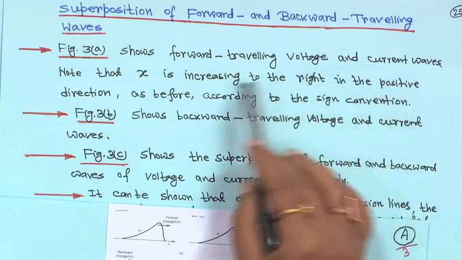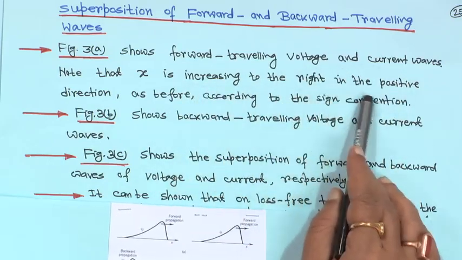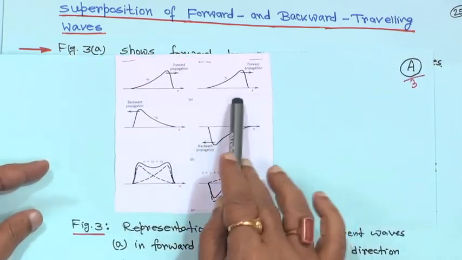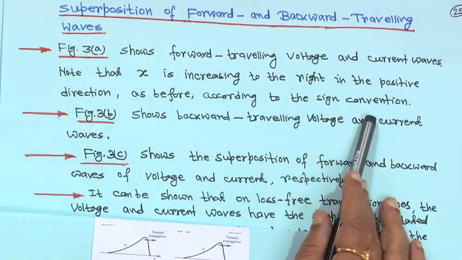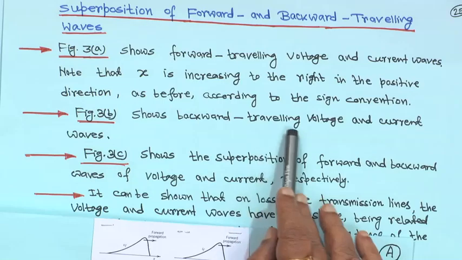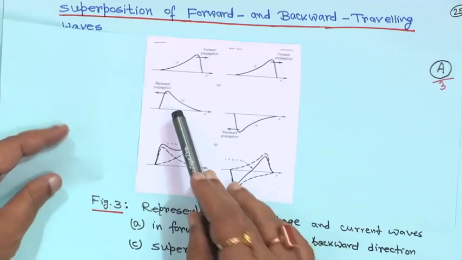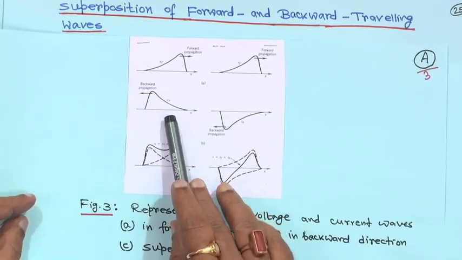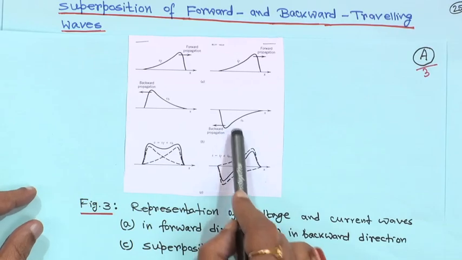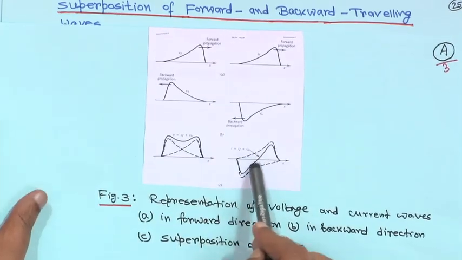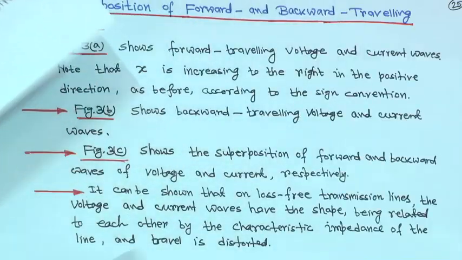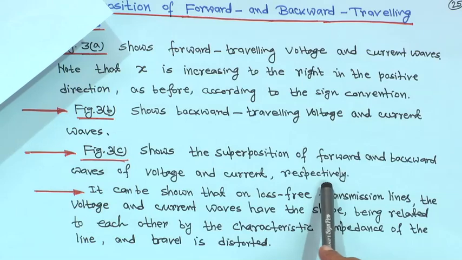In this case, for the travelling current wave, note that x is increasing to the right in the positive direction. I told you x is increasing this way, and as before, according to the sign convention. Figure 3b shows backward travelling voltage and current waves. This is the backward propagation voltage wave and this is the current wave. Figure 3 shows the superposition of both, the forward and backward waves of voltage and current respectively.